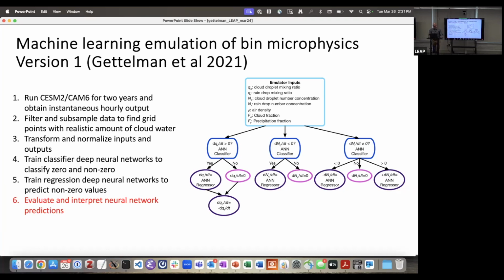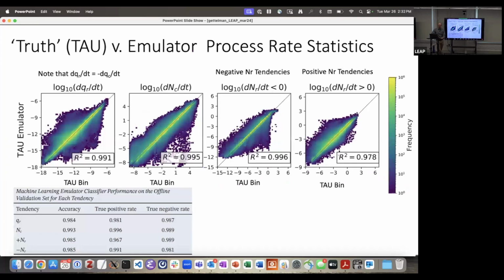So we have to do a couple of things here. We filter and subsample the data to get rid of the 0 points. We transform and normalize things, put it in log space so it's more regular. First, there's a set of classifiers that are trained to classify the 0 and non-zero points based on the state. Then there are regression networks that are trained to predict the non-zero values, and there's 4 of them because this one trains the positive and negative rain numbers separately, so it's a fairly complicated set of networks that we're then going to actually run and evaluate.